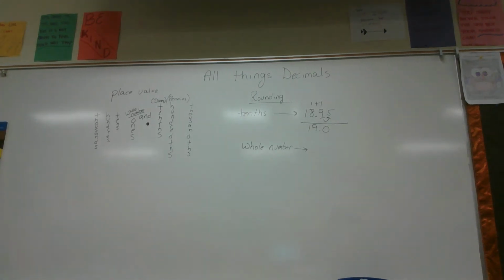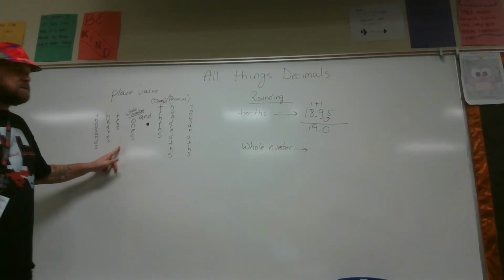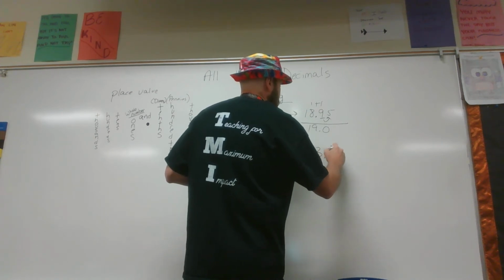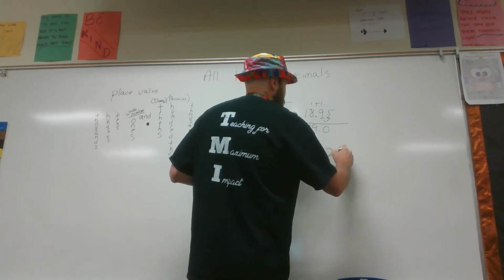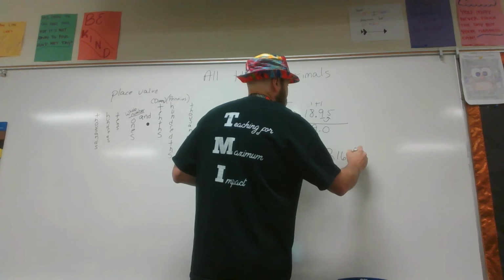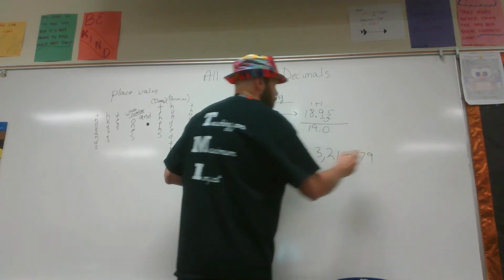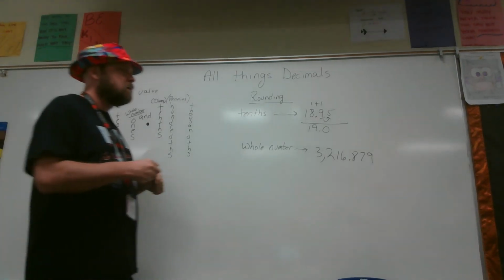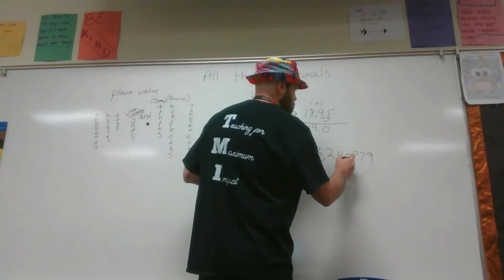It says round to the nearest whole number. As we said, the whole number's the ones place. So even if it had 3,216 and 879 thousandths, it doesn't matter how big the number is. And it says round to the nearest whole number. We just find the ones place.